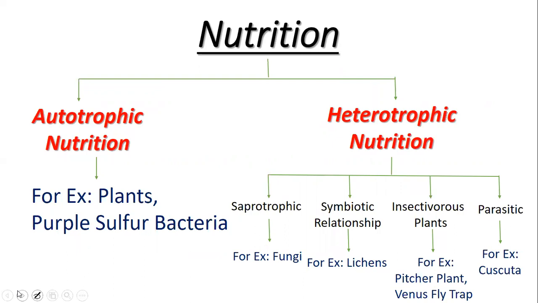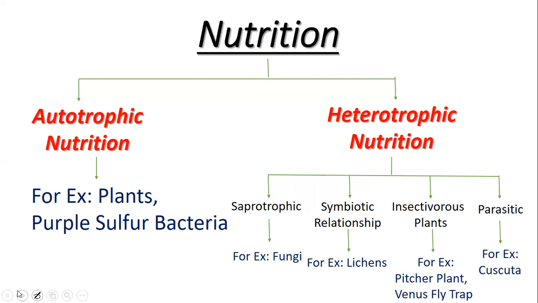Now, heterotrophic nutrition is the nutrition in which an organism depends on a plant or an animal for its food. They are divided into four broad groups: saprotrophic nutrition, where saprotrophs depend on dead and decaying matter, for example fungi. Then the symbiotic relationship, a relationship between two organisms in which both of them get the profit, for example lichens. We'll study them further.